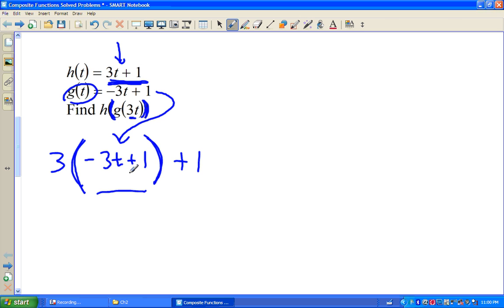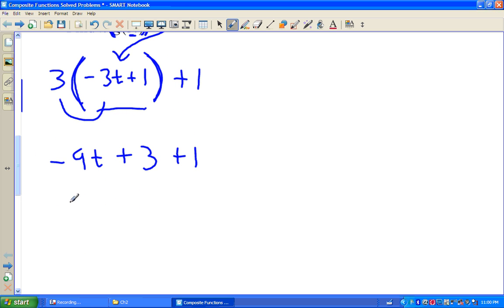I could simplify this if I want to. FOIL this out. 3 times minus 3t is minus 9t. 3 times 1 is 3. And this 1 just sits out there on its own. So if I really want to, I could simplify further and go minus 9t plus 4. That is h of g of t.